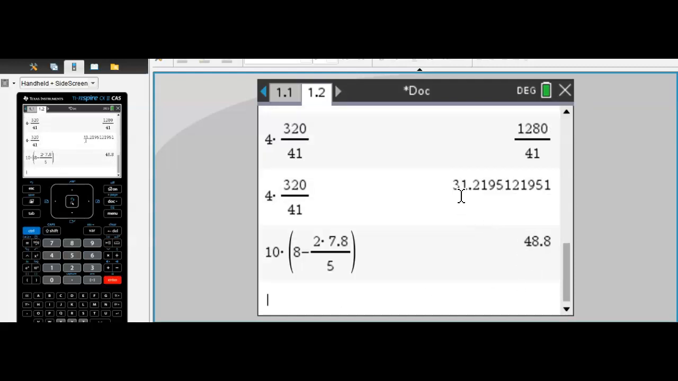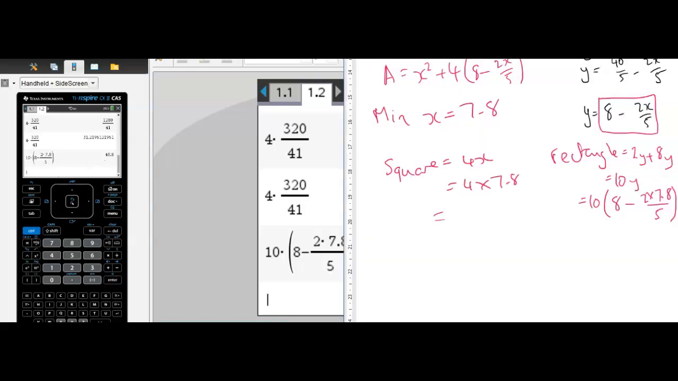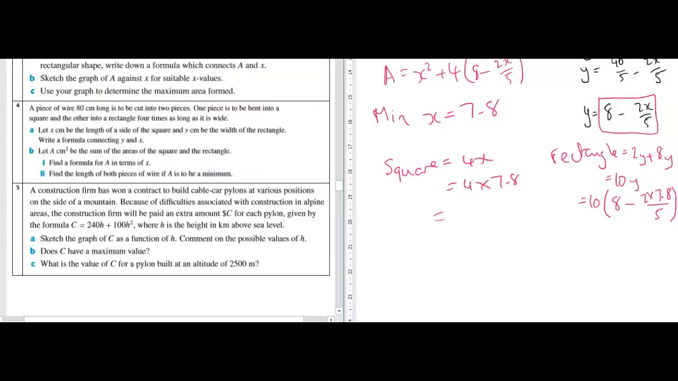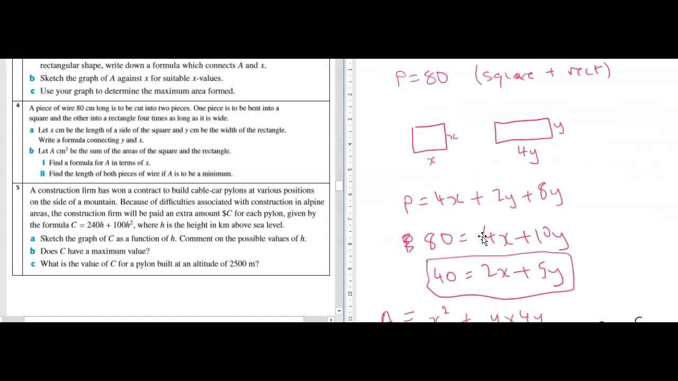So the square was 31.21 in perimeter, and the rectangle is 48.8. Okay, let's go back to the question. I'll just check how much battery I've got. Well, not much. Okay, question 5, and I might just get rid of all this.